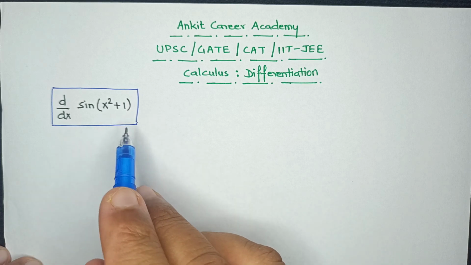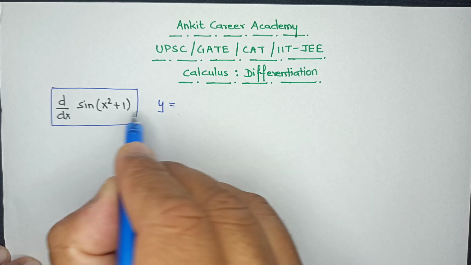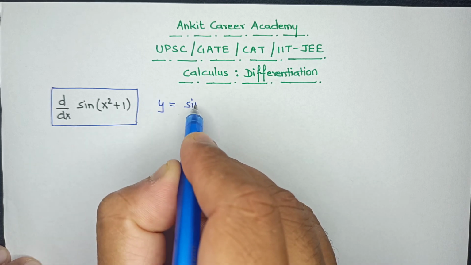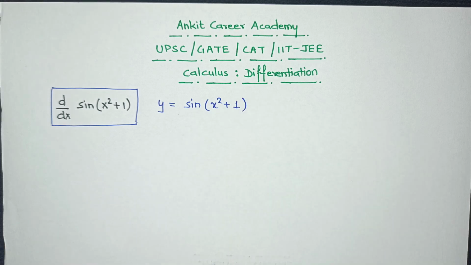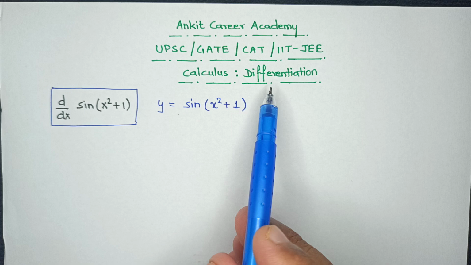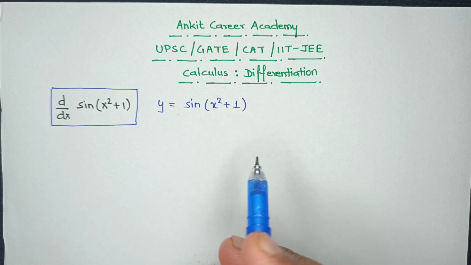So the very first thing which I am going to do is assign a variable to this function. Let us say that the value of y is equal to sine of x square plus 1. Normally in most questions related to differentiation in calculus, this is the first step where we assign a particular variable.